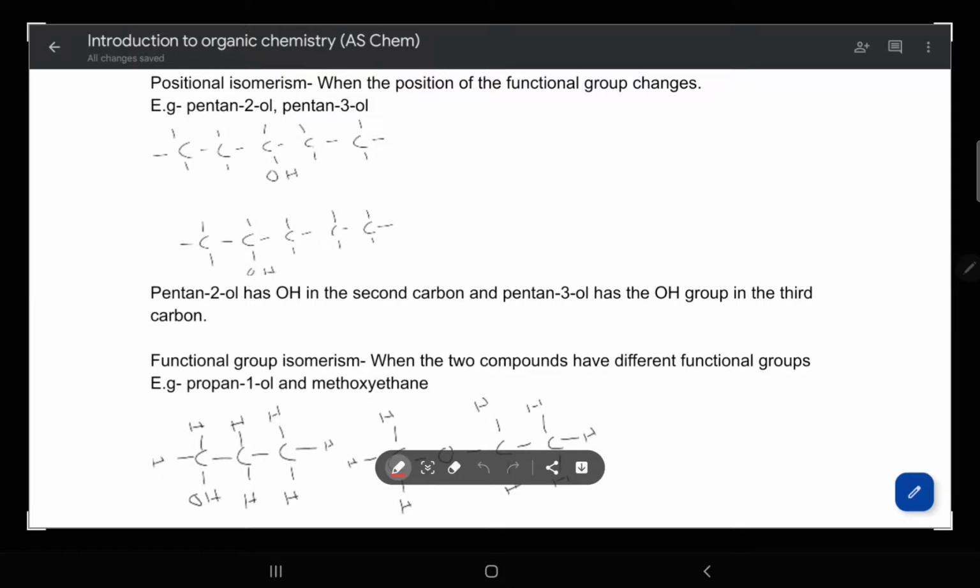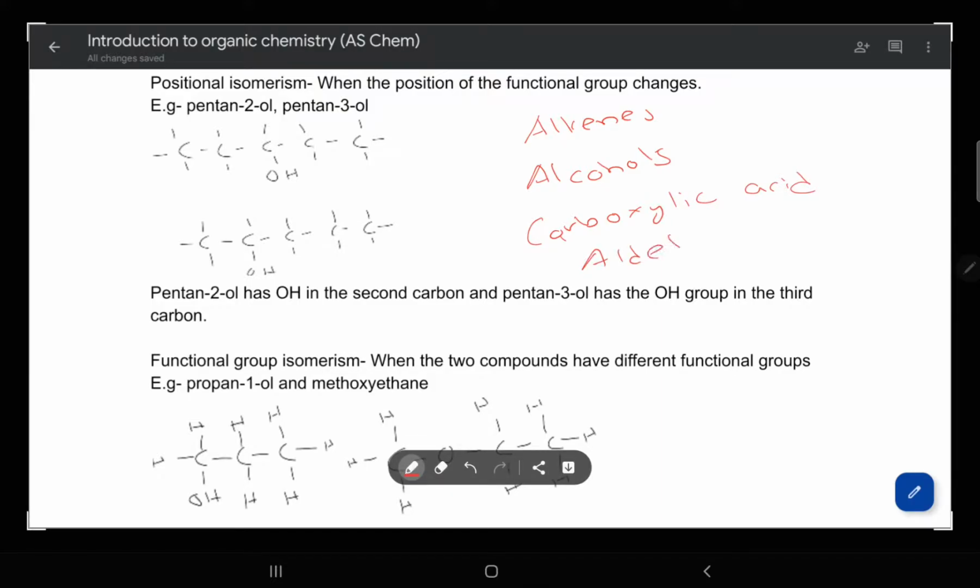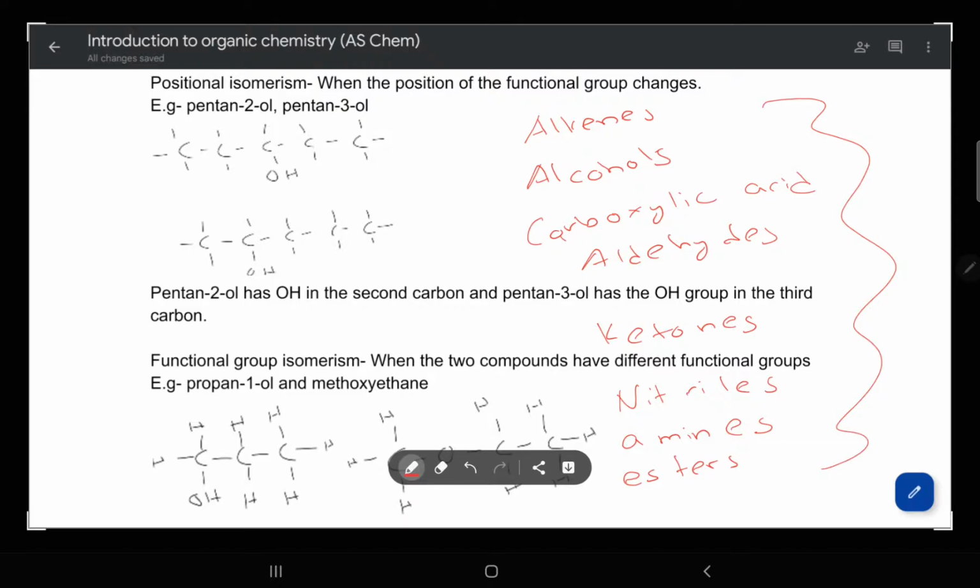So what are the functional groups that we have? We can have alkenes, alcohols, carboxylic acids, aldehydes, ketones, and a whole bunch of other stuff like nitriles, amines, esters. These are all within the scope of our syllabus. So let's just talk about the basic ones. Alkenes, alcohols, the things we have learned before.